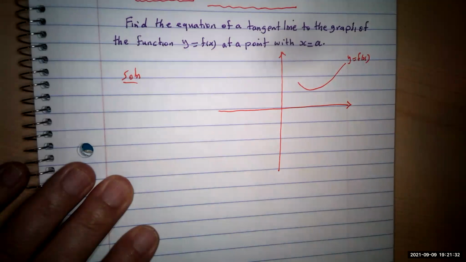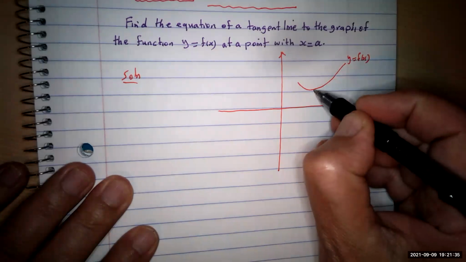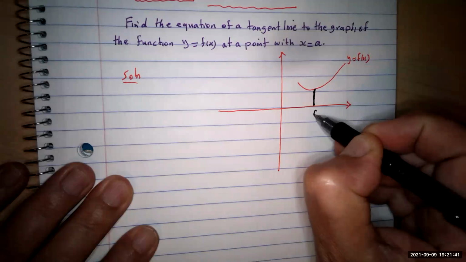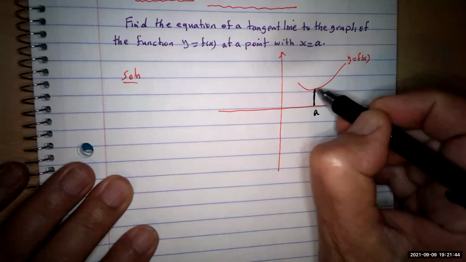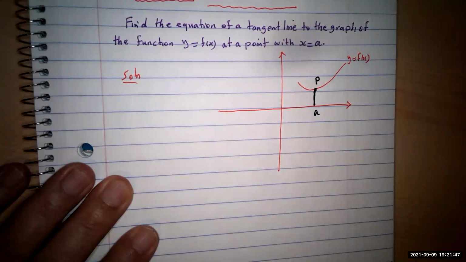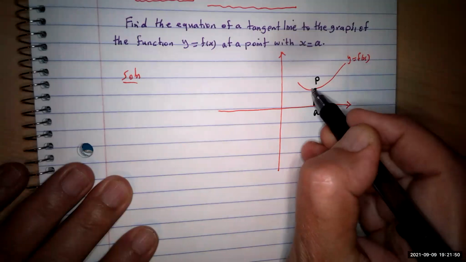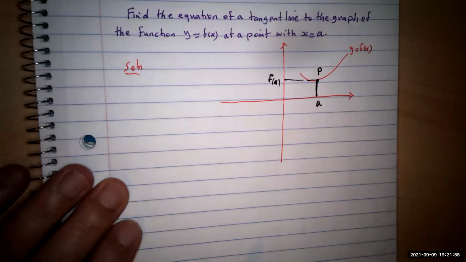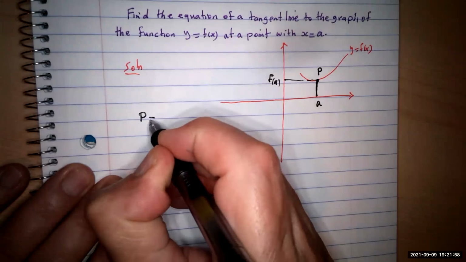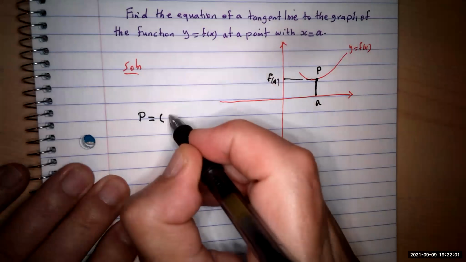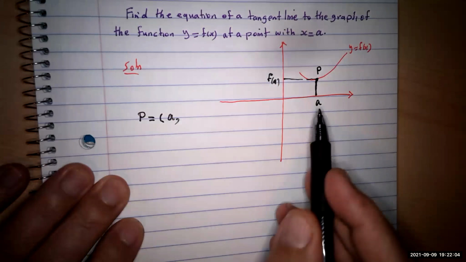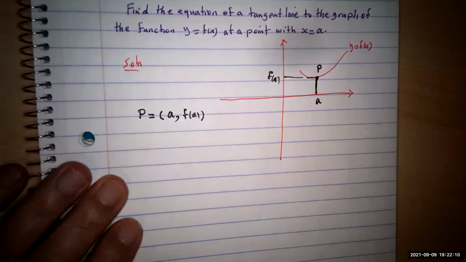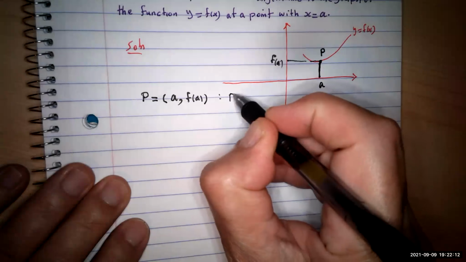Then they pick a point here, so this is going to be x equal to a. That gives you a point on the graph. You may call this point P. If you want to find the y coordinate, it is f of a. So we have a point P, the x coordinate is a. We drop the a into the function, we get the y coordinate, f of a. So this is a point that we have.